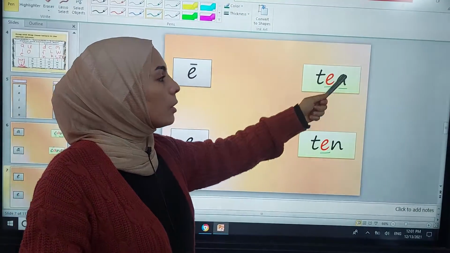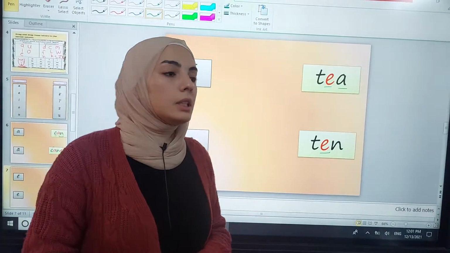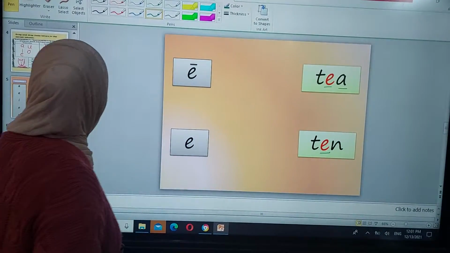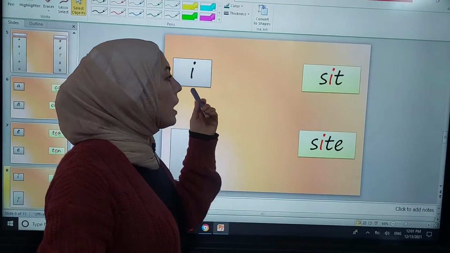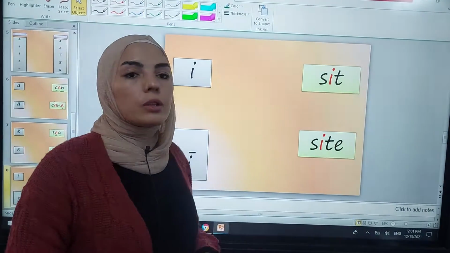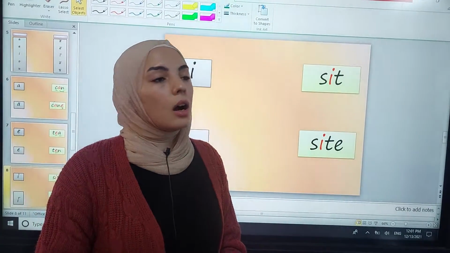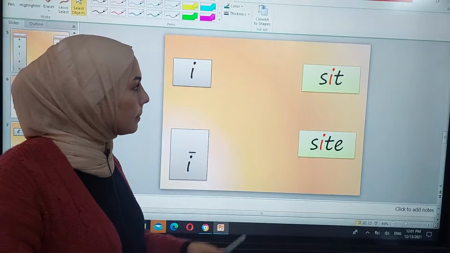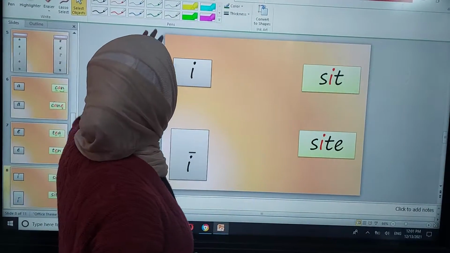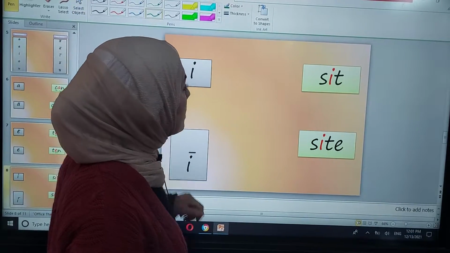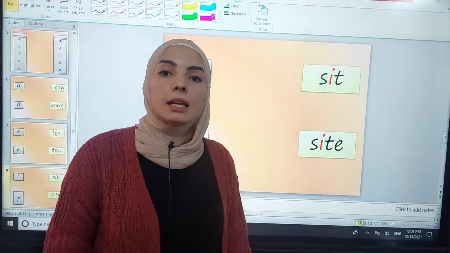But here we have the long sound for letter E. T-E-A will be "tea." Good job. Let's see the other example here for the vowel I. Here we have the short sound for letter I, which is "ih." The long sound for letter I is "eye," as its name. So here we have just one vowel. We will pronounce it as a short sound. So S-I-T will be "sit."